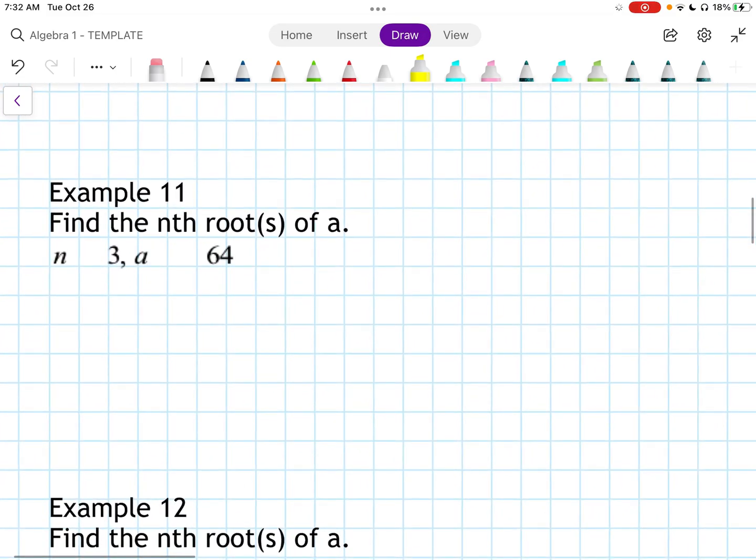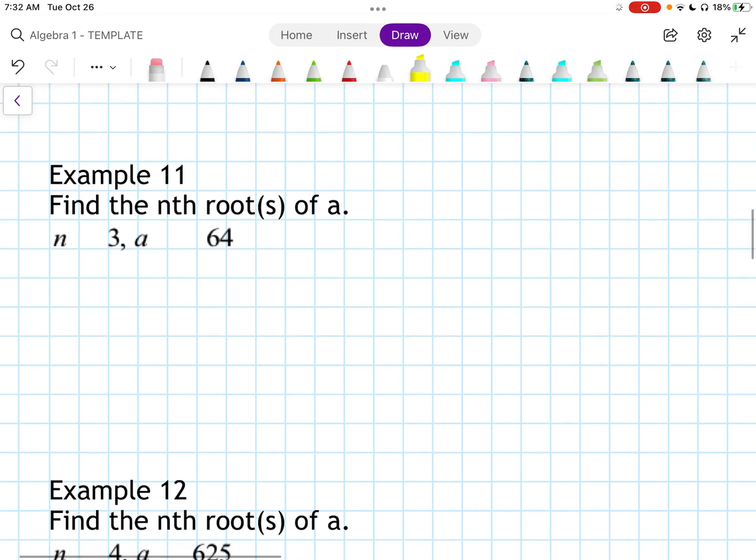All right, so example number 11. It says that n equals 3 and a equals -64, and we're supposed to find the nth roots. So this is going to be the third root of -64. And now that we wrote the root just now, we have to think about, are we going to need the plus or minus? Well, this is a cubed root, a third root. That's an odd root, so we do not need the plus or minus.